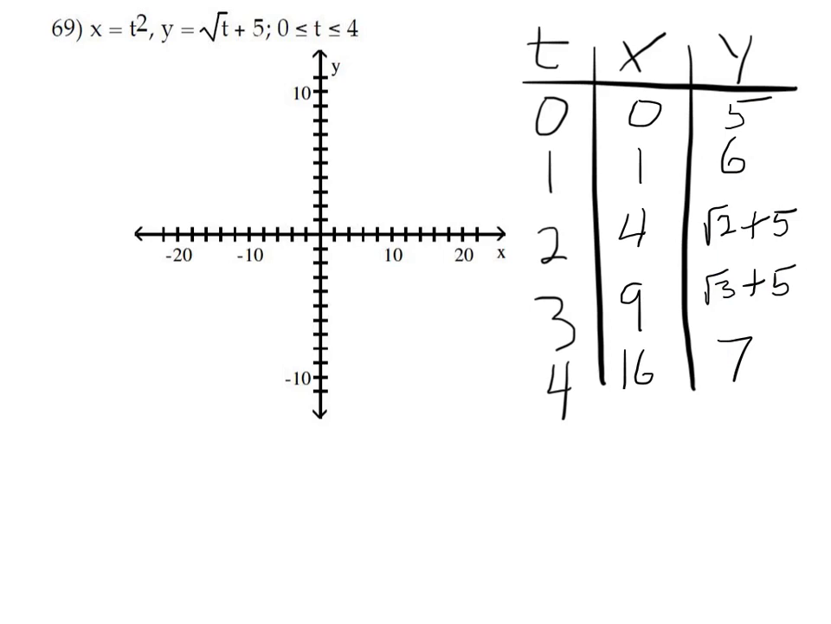But let's find out. We'll start off with the point 0, 5. This is our initial point. 1, 6. The next nice one is 16, 7. So I'm going to jump to 16, 7.